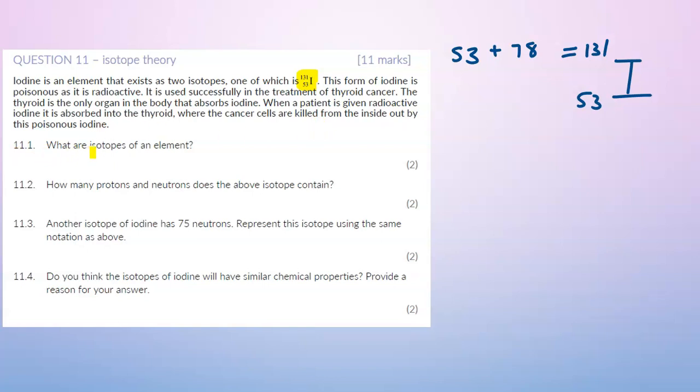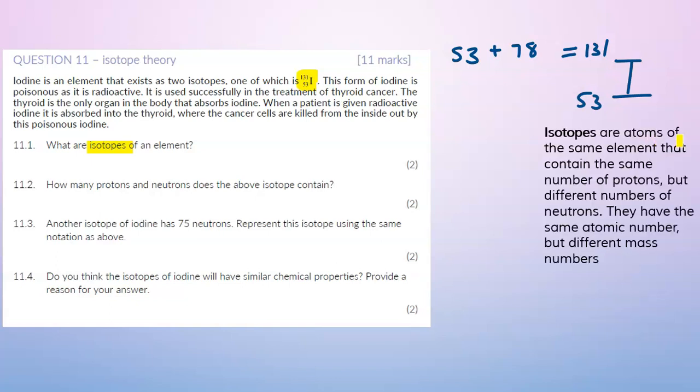11.1 asks what are isotopes of an element. So they're just asking you for the definition of an isotope, and we have that. Isotopes are atoms of the same element that contain the same number of protons but different numbers of neutrons, meaning they have the same atomic number, that is the 53, but different mass numbers, that is the 131. How many protons and neutrons does the above isotope contain? I've already done that. So it's 53 protons and 78 neutrons.